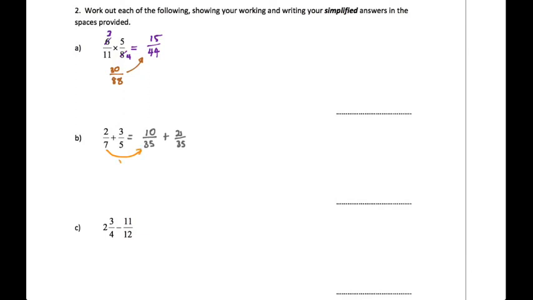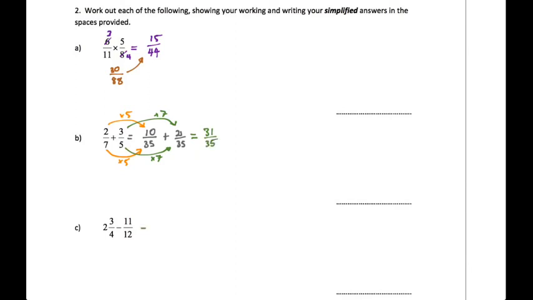Well, to get from 7 to 35ths, I've times by 5, so I have to times the numerator by 5 to make an equivalent fraction. And this fraction, you've times the numerator and denominator by 7 to give you an equivalent fraction. Now that we have 35ths, well, if we have 10 35ths and 21 35ths, in total I've got 31 35ths. We can add them now.